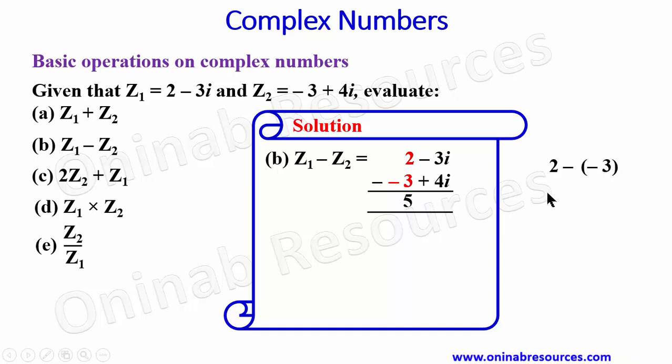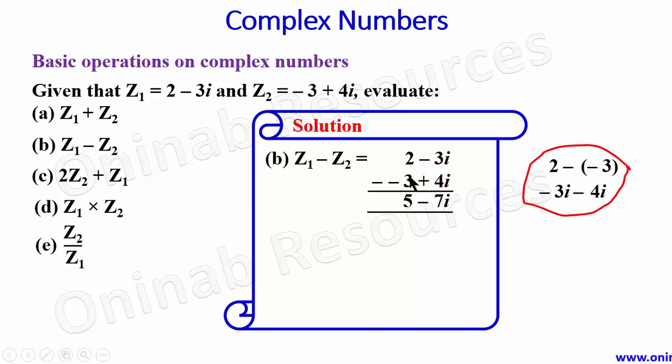Then also we go to the imaginary part. So we have negative 3 minus positive 4, which is the same thing as minus 4. Then we say minus 3i minus 4i, and that gives negative 7i. So we are done subtracting z2 from z1. Then we go to the C part.